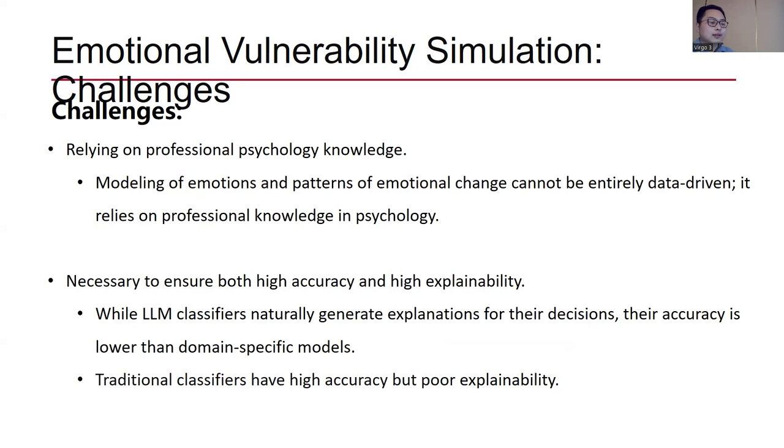It is also very necessary to ensure high accuracy and high explainability. While LLM classifiers naturally generate explanations for decisions, their accuracy is lower than domain-specific models. It means that LLMs and LLM agents can write a sentence to explain, but the performance is not stable or good. The traditional classifiers trained with good data have high accuracy but poor explainability. So these are two main challenges for this problem.